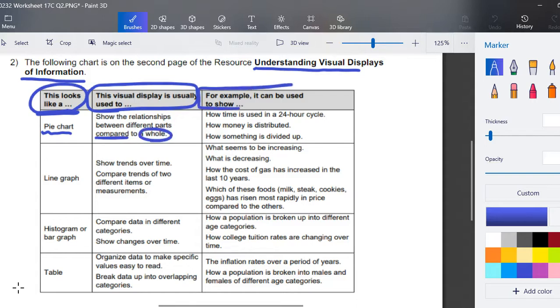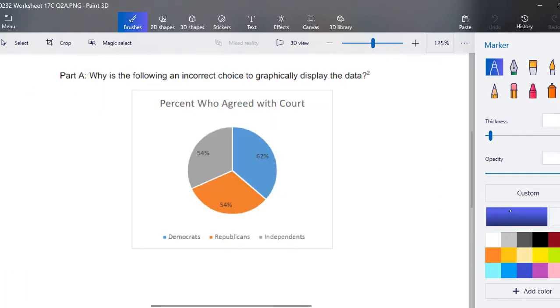For example, it can be used to show a 24-hour cycle, how your money's distributed in a month or year, and how we divide something up. It also talks about a line graph, a histogram or bar graph, and a table. Make sure you go ahead and try the questions on parts A and B for this pie chart.